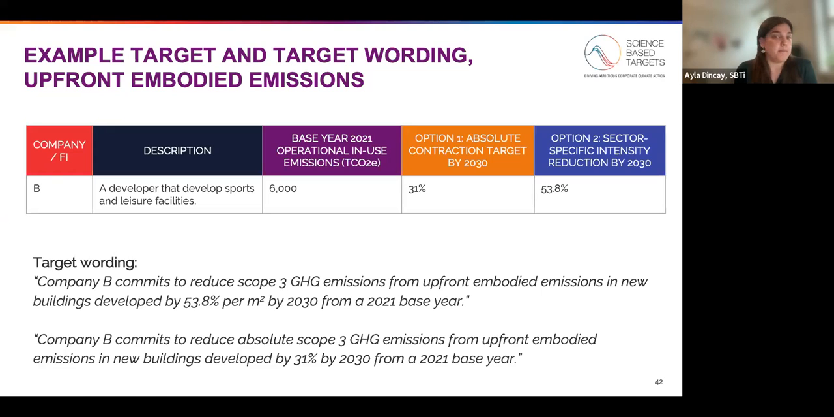The example company, company B, is a developer that develops sports and leisure facilities. The absolute contraction target for the company would be 31% from the base year 2021 to target year 2030. If the company chooses to use the sector-specific intensity target, the reduction rate would be 53.8% from 2021 to 2030. So we are proposing these two different methods. An absolute contraction target means that the reductions are measured in absolute terms, whereas the SDA-based intensity target is per developed square meter.